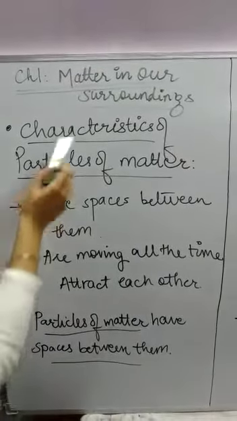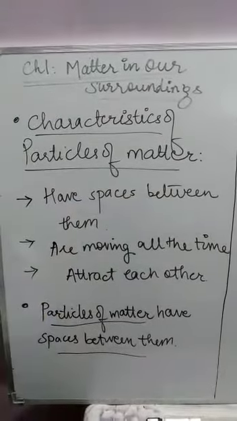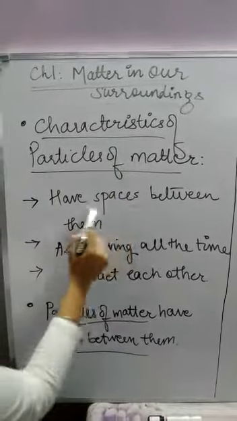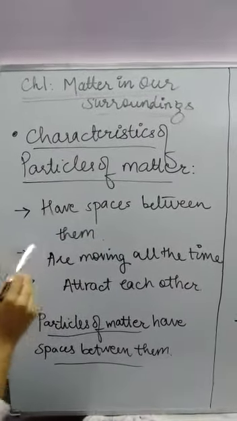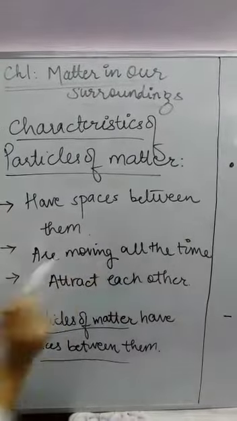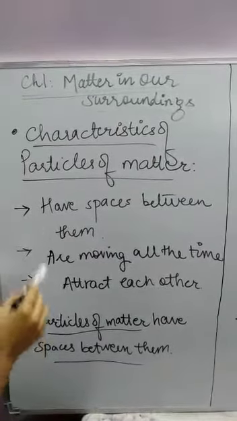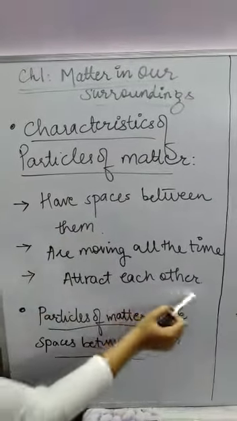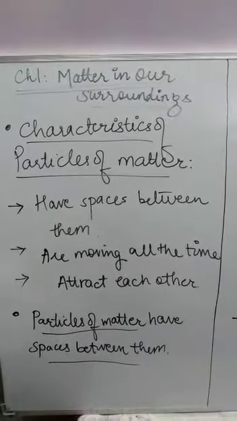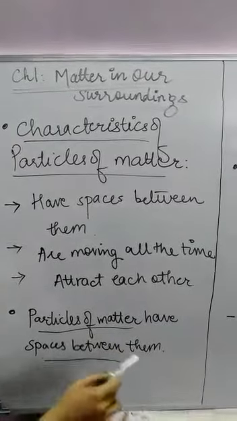Now students, let's talk about the characteristics of particles of matter. So the first characteristic is that these particles of matter have spaces between them. Second characteristic is that these particles of matter are moving all the time in random directions. Third characteristic is that particles of matter attract each other. Now let's talk about these characteristics one by one. So the first one is that particles of matter have spaces between them.